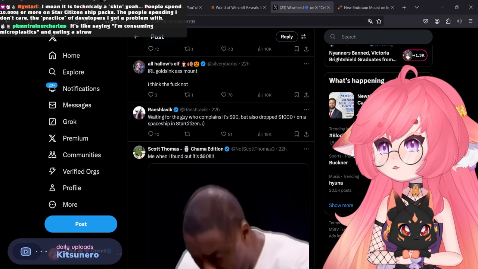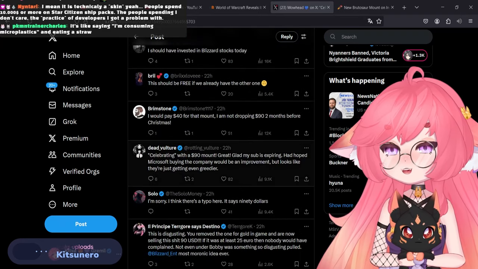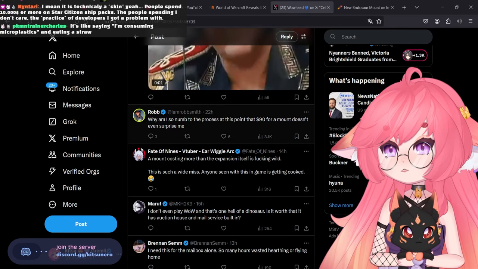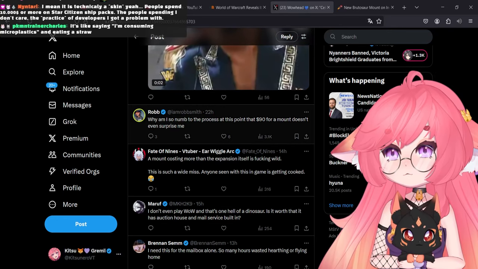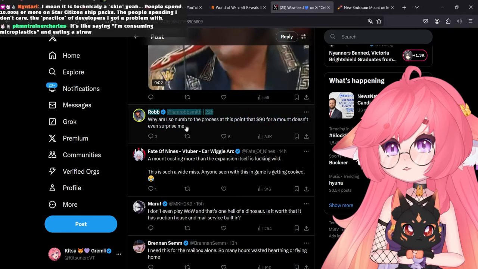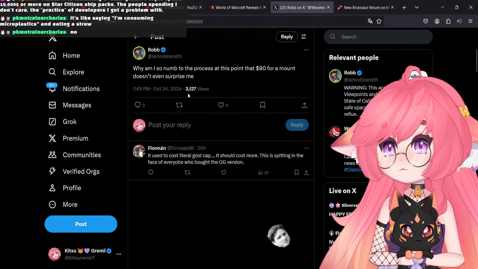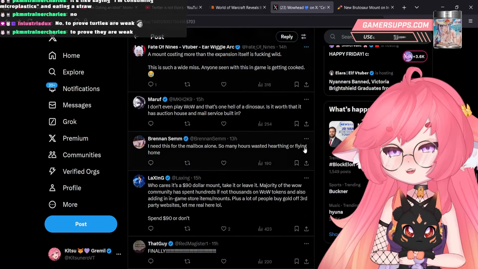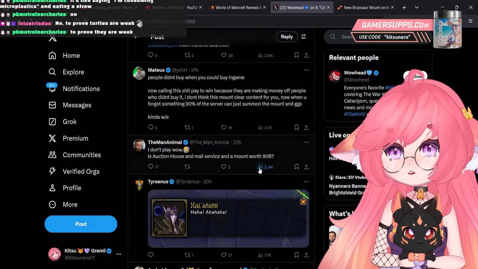It's like saying I'm consuming microplastics and eating a straw to save the turtles, right? Why am I so numb to the process at this point that $90 for a mount doesn't even surprise me? Same! This doesn't fucking surprise me anymore. Absolutely fucking same.